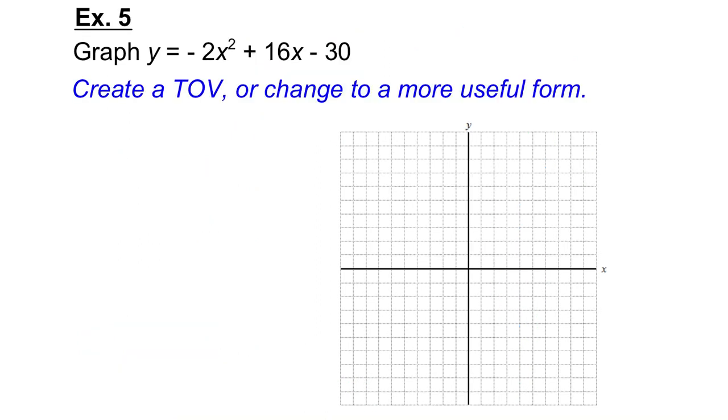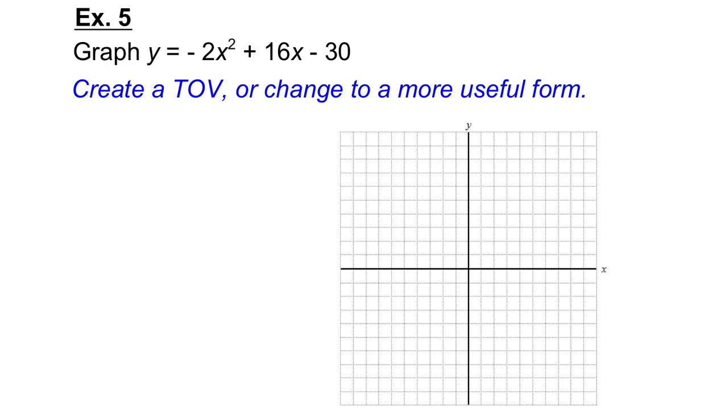Now, making a graph from the standard form is not as straightforward. You can't just look at this and know how to make the graph. You know that it opens down, the steps are 2, 6, 10, and the y-intercept is minus 30. But other than that, you don't really know where the other points are going to go. You don't know where the vertex is. You don't know where the x-intercepts are.